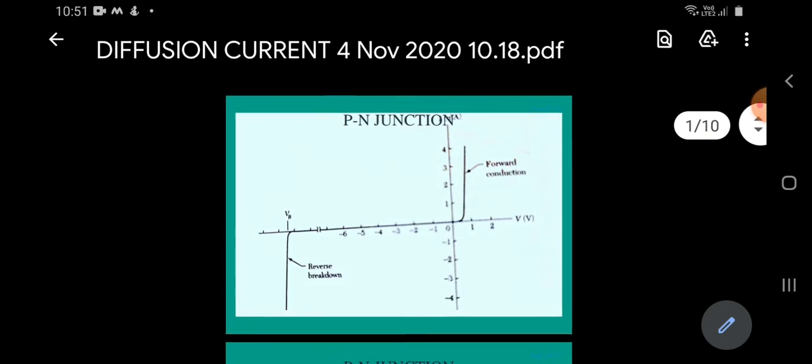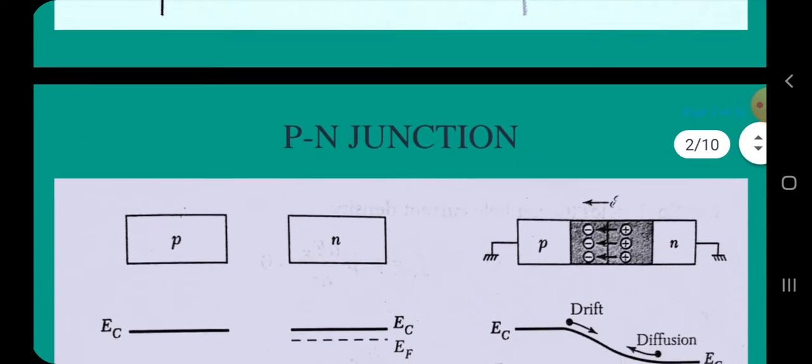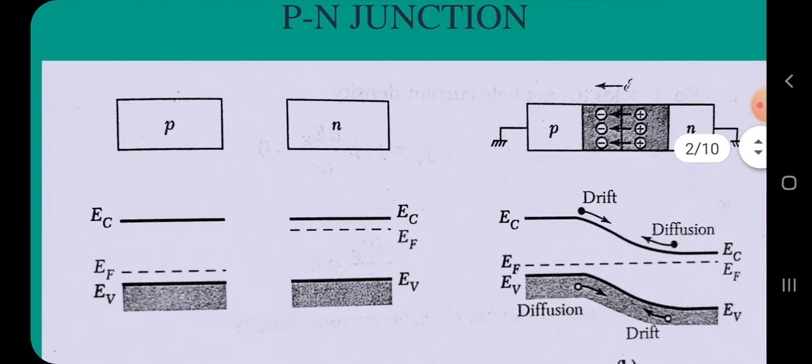We now discuss the band diagram. In the figure which we have shown over here, we see two regions of P and N type semiconductors that are uniformly doped and physically separated before the junction is formed. We note that the Fermi level EF is near the valence band edge in the P type material and near the conduction band edge in the N type material.